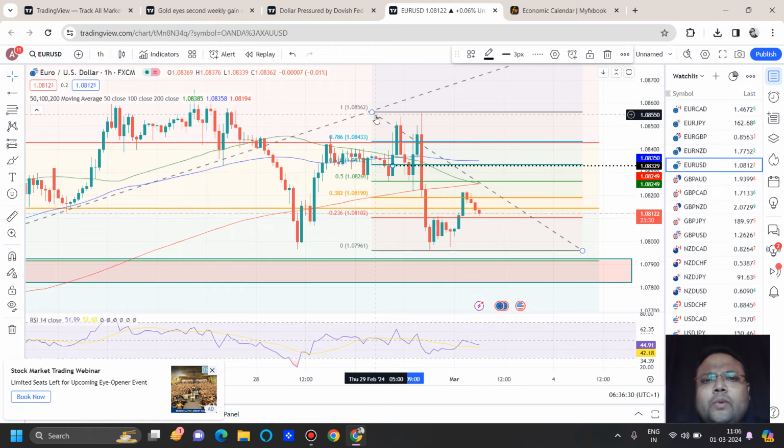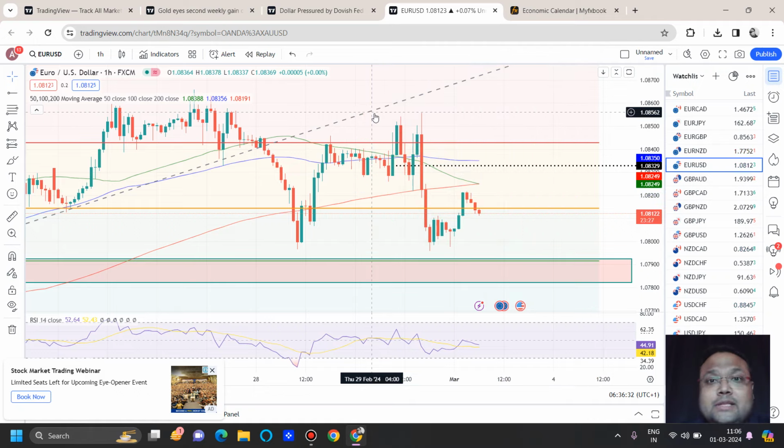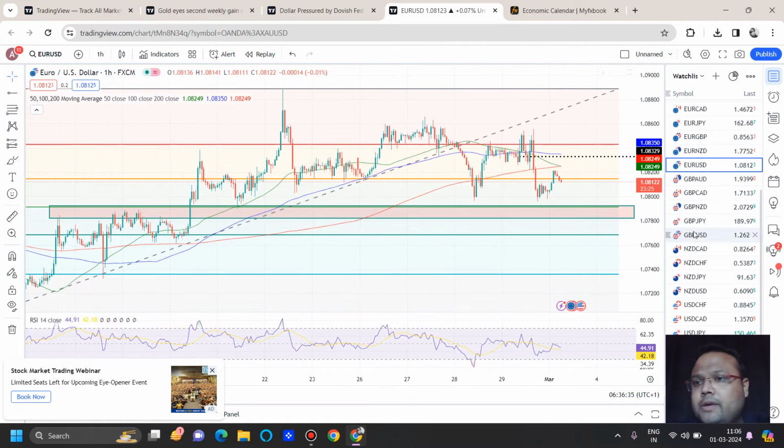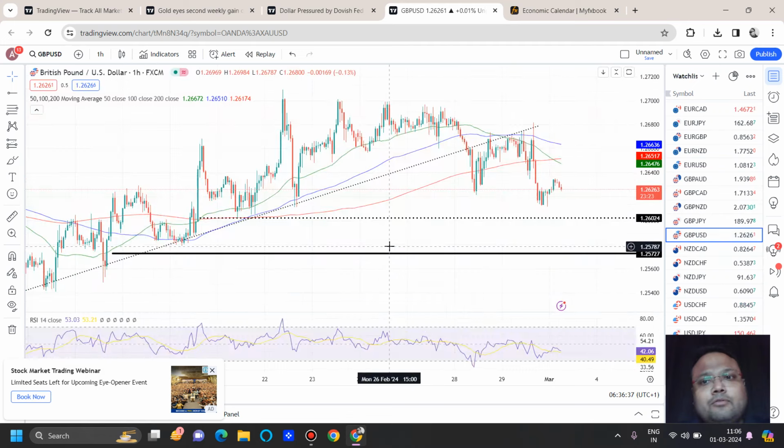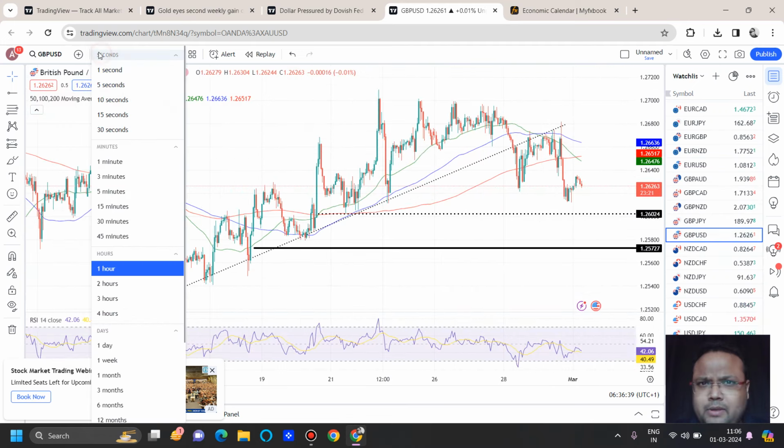So as a day trader, we can expect a quick sell around this area, but be careful at the time of news because market will be volatile. Okay, now let's look at GBP USD.